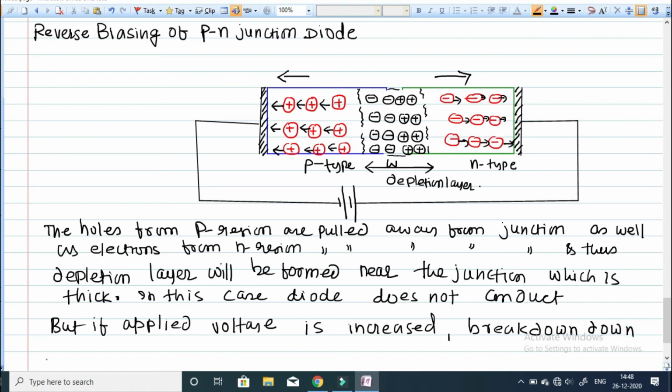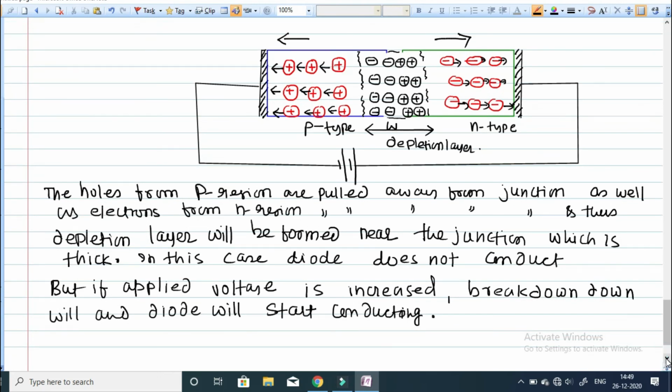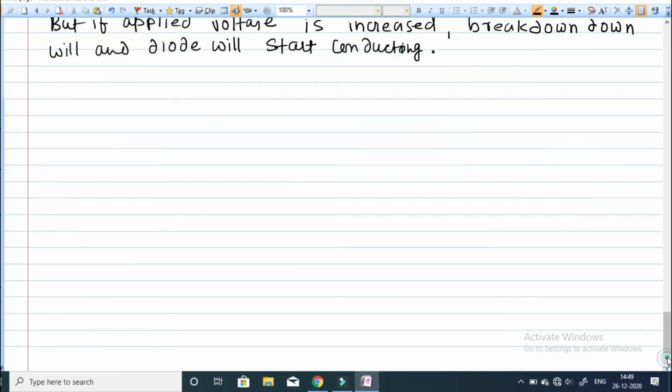The minority charge carriers will cross the junction and the diode will start conducting. The voltage at which the diode starts conducting is known as the reverse breakdown voltage. So this is all about the working of the PN junction diode during reverse biasing. During reverse biasing, the PN junction diode will not conduct provided the reverse applied voltage is less than the breakdown voltage of the diode.